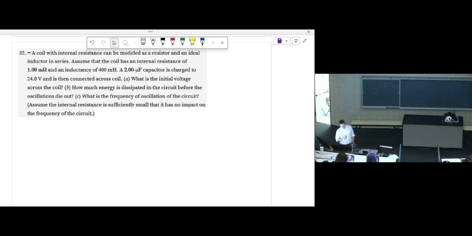The 2 microfarad capacitor is charged to 24 volts and then is connected across the coil. What is the initial voltage across the coil when you close the switch, that is? How much energy is dissipated in the circuit before the oscillations die out? And what is the frequency of oscillation of the circuit, assuming that since the internal resistance is so low, we can assume that omega here is equal to 1 over square root of LC.